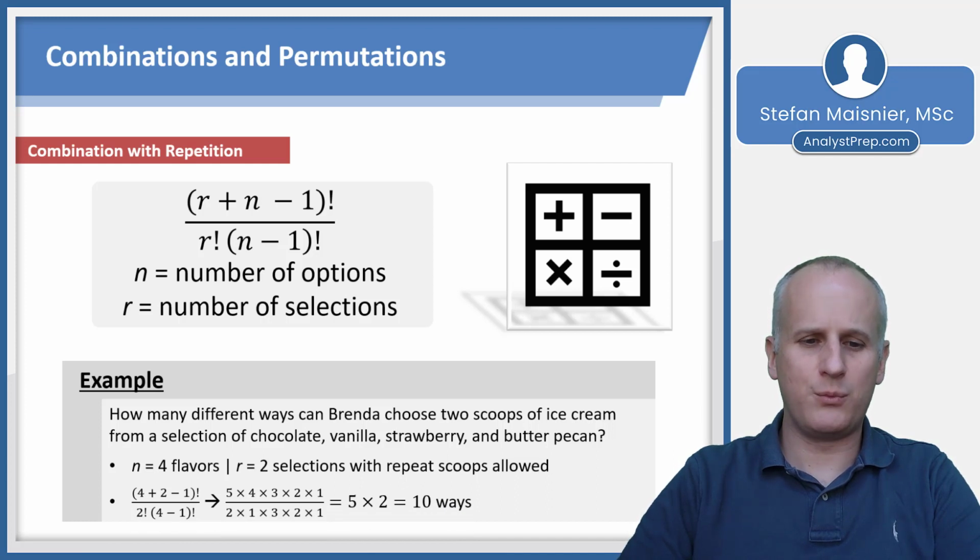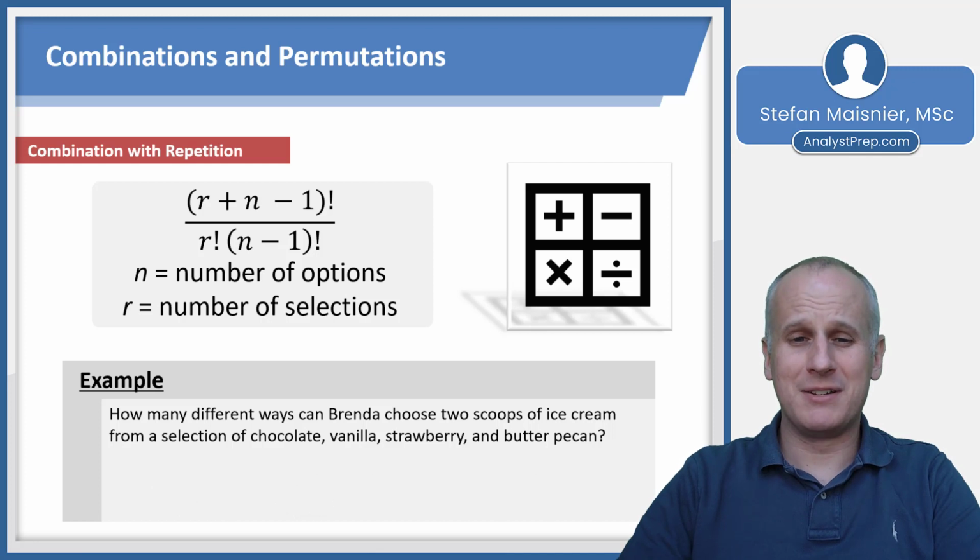4 plus 2 minus 1 would be 5 factorial, all over 2 factorial times 4 minus 1, or 3 factorial. So you have 5 times 4 times 3 times 2 times 1 over 2 times 1 times 3 times 2 times 1. Of course, the 3 times 2 times 1s cancel out from the numerator and the denominator. The 2 will cancel the 4 down to a 2, leaving just 5 times 2, which is 10 ways that Brenda could choose 2 scoops of ice cream when repetition is allowed.